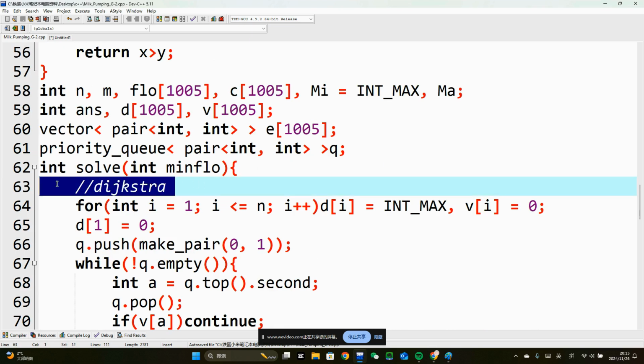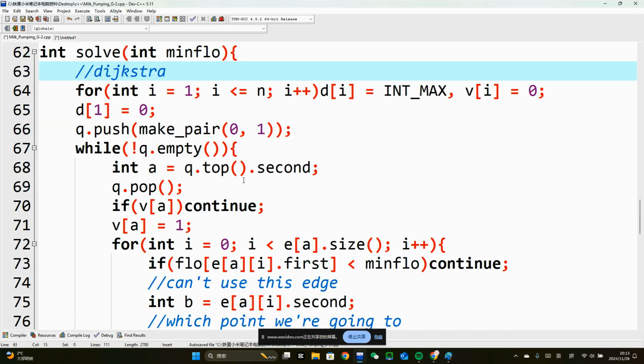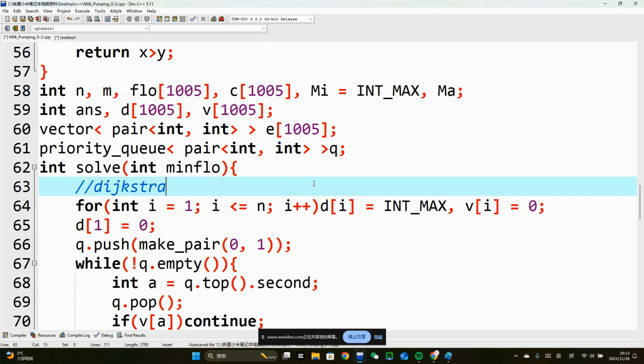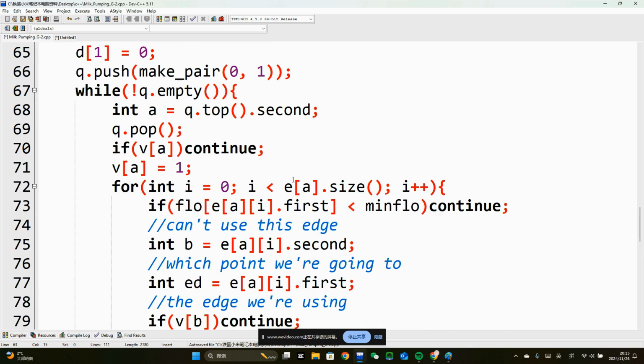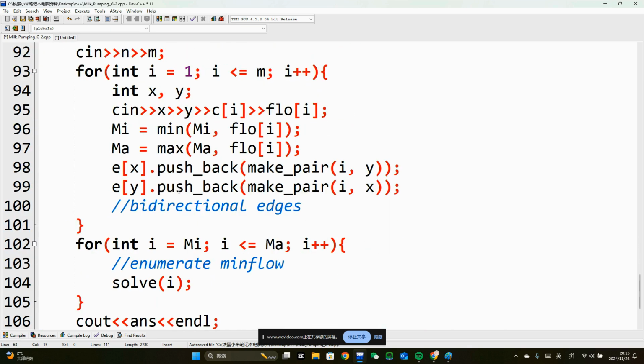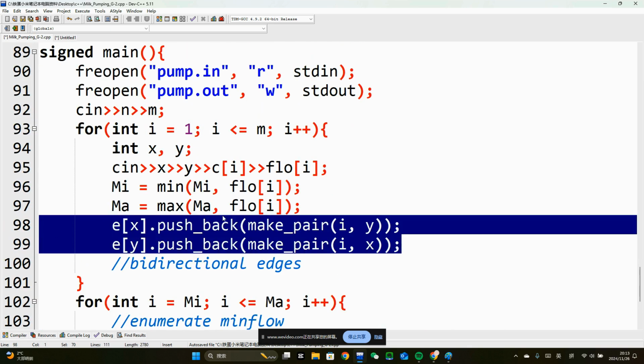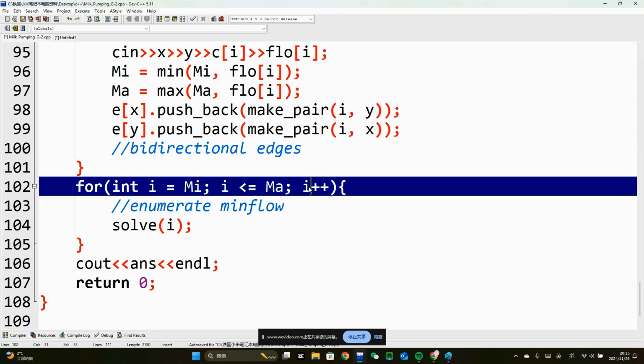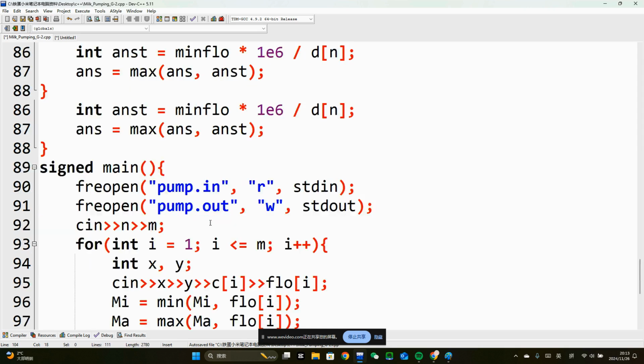The shortest path algorithm I use is Dijkstra, and it's probably the best one, I would say. You can use SPFA, but problems at this time period probably already involve hacks that make SPFA have a time complexity of N squared. So Dijkstra is the safest with time complexity of N log N. So first of all, of course, I store all the edges in a vector, and then this is enumerating the minimum flow rate. I solve using Dijkstra.